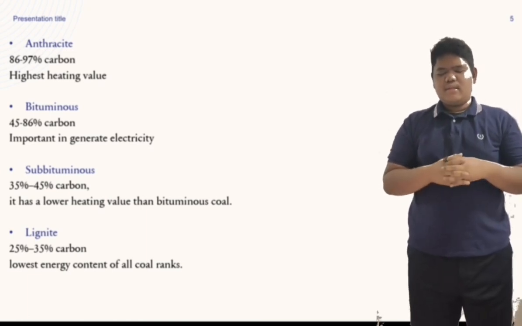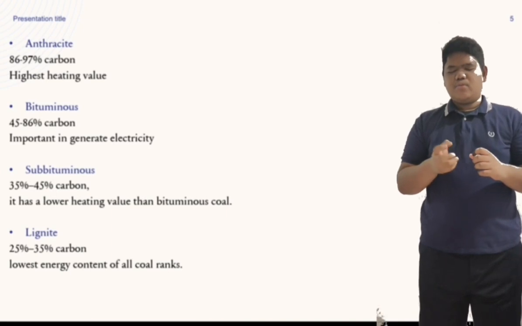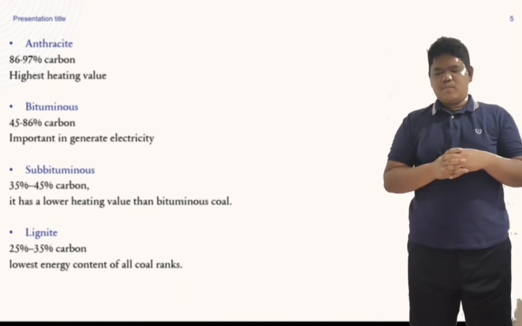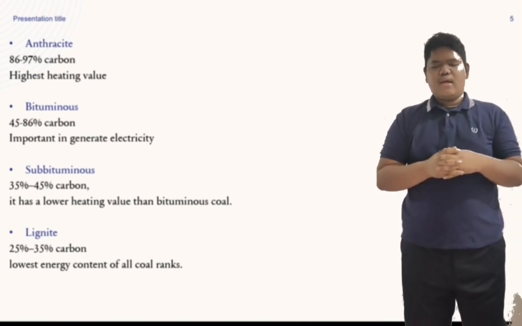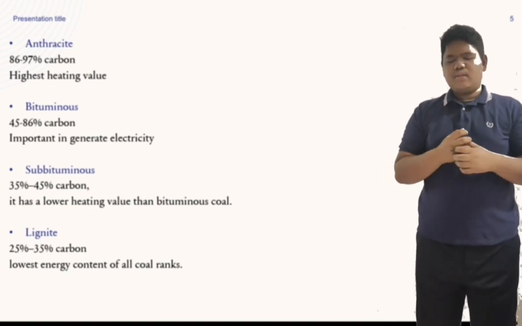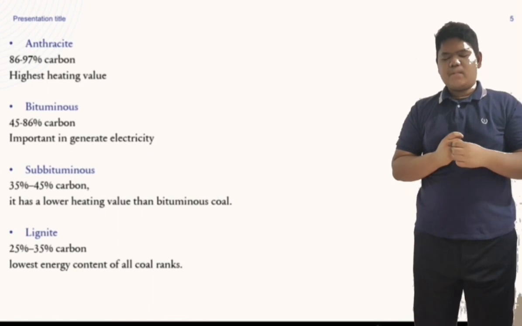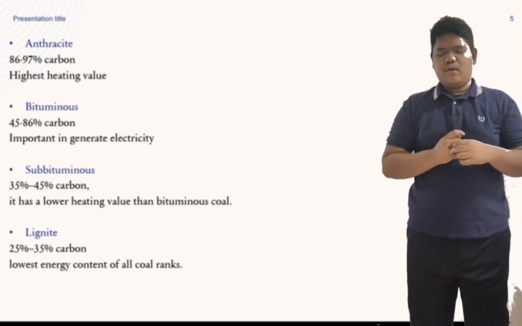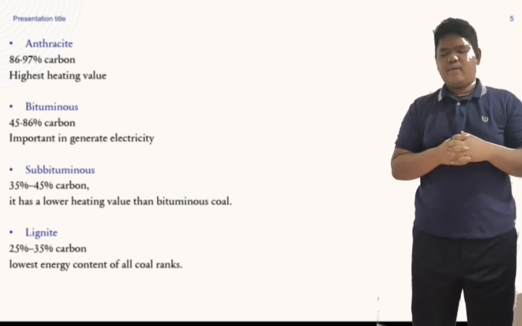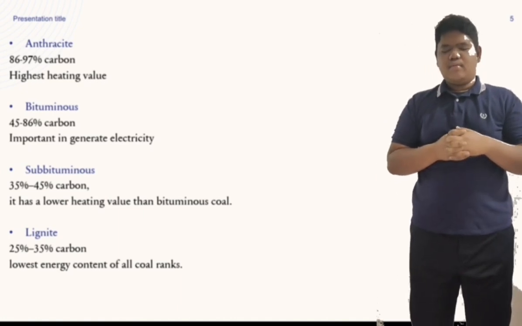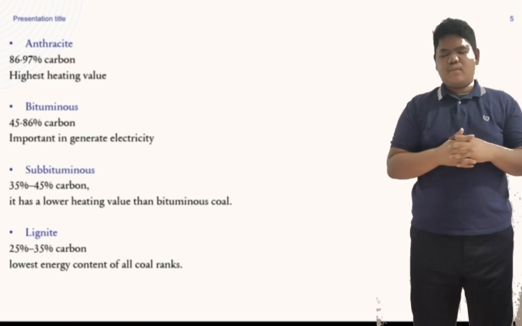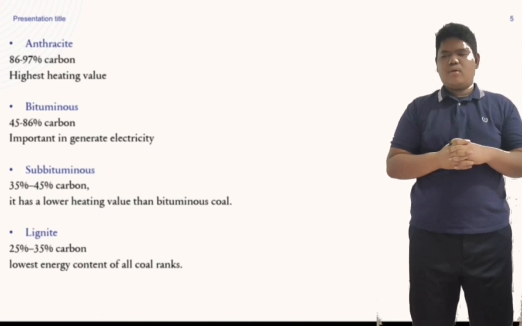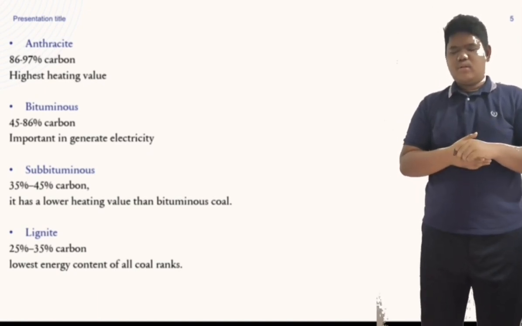The first one is anthracite. Anthracite contains 86% to 97% carbon, and it has the highest heating value. The second one is bituminous. It contains 45 to 86% carbon and is important in generating electricity. The third one is subbituminous, which contains 35% to 45% carbon and has a lower heating value than bituminous. The final one is lignite, which has 25% to 35% carbon and has the lowest heating value overall of the coal ranks.